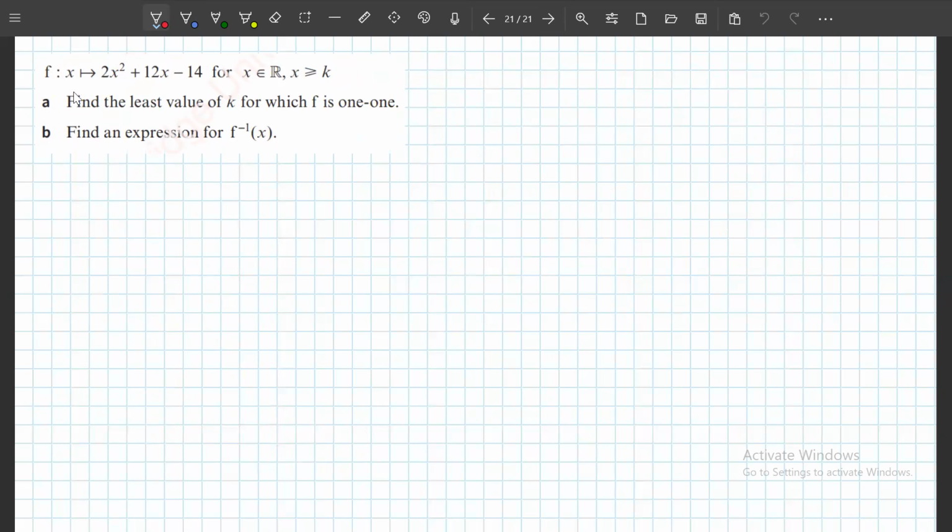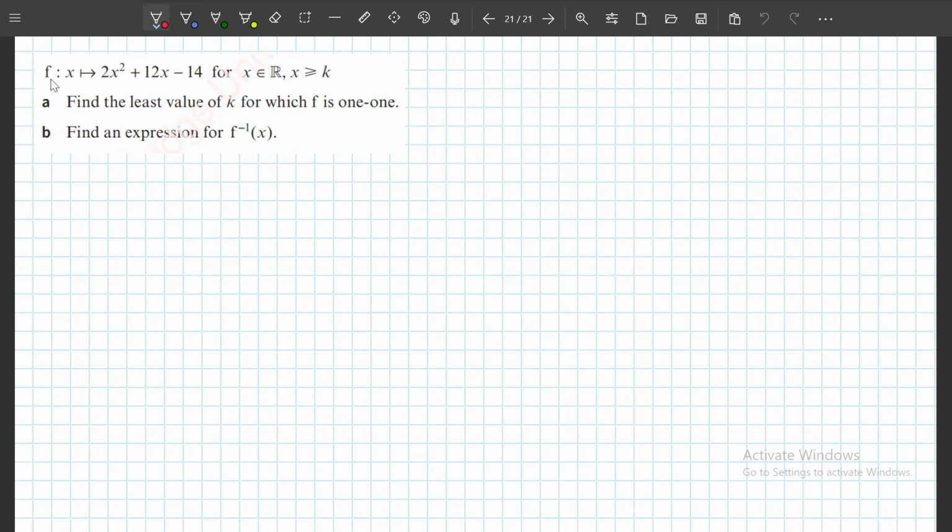Next is f of x = 2x squared + 12x - 14 for x belongs to R and x greater than or equal to k. Remember that this is a U-shape quadratic, and whenever you have a quadratic we always have a many-one function, not one-one. An inverse function can exist only if it is one-one. For many-one, it's not possible. So for which value of k is this function one-one, and what value of k helps us?